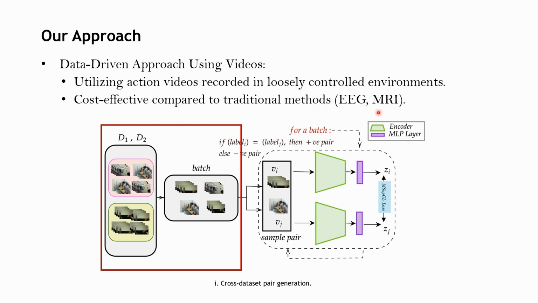The first step in our approach is generation of cross dataset pairs. In our task, we have two datasets D1 and D2. Both of them contain videos from ASD and control class. During training, a batch consists of samples from both the datasets.